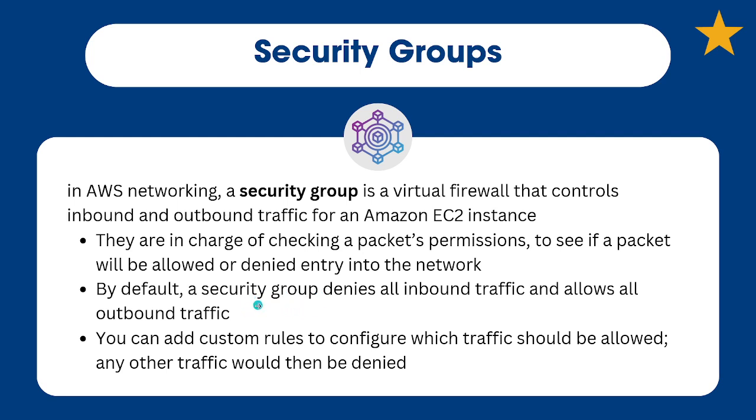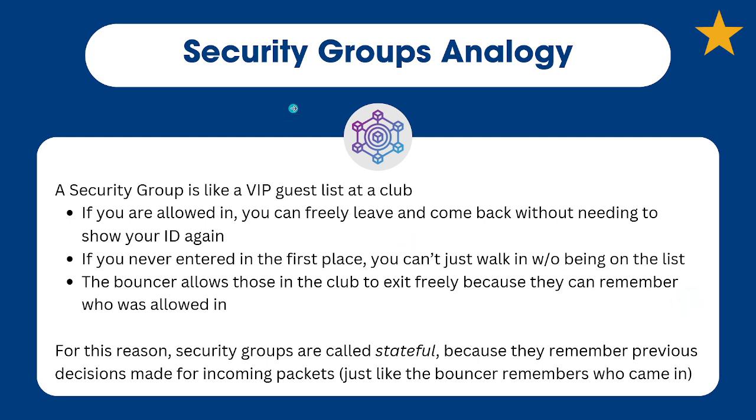So anything on its way out will be allowed to leave, but coming in, unless you explicitly configure the security group, nothing's going to make its way in. Once you add custom rules, then you can determine which type of packets are going to be let in. If the packet doesn't pass that check, then of course it will be denied.